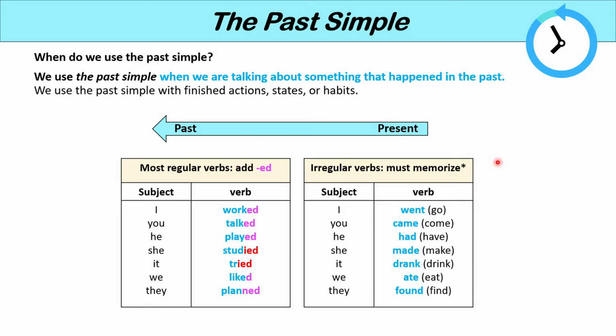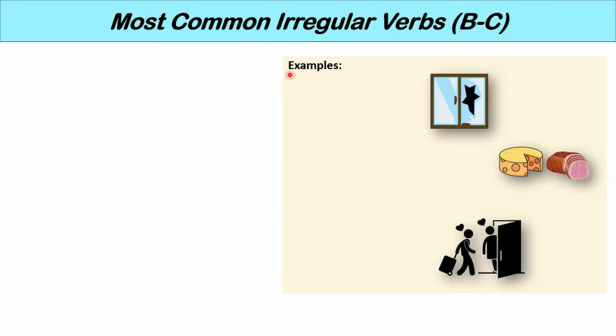However, there are many different irregular verbs that you must memorize in English. For example, I went. The infinitive is go, but in English, we don't say I goed to the cinema last night. We have to say I went to the cinema last night. So we are going to review the 70 most common irregular verbs in alphabetical order. Okay, so let's begin, and we're going to start with B and C.